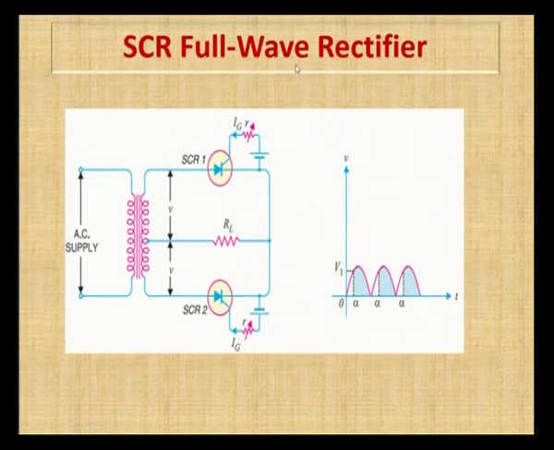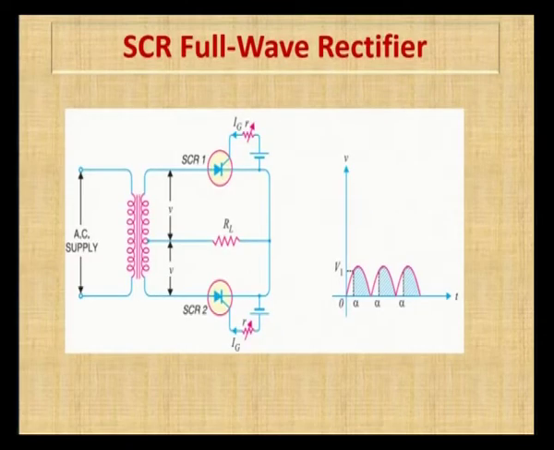Both positive and negative cycles will be rectified, and the same thing applies: V1 will be a voltage less than Vm, and the conduction angle will be 180 degree minus the firing angle, that is alpha. And one thing we need to observe about the SCR is that we get rectification, and that too with control. How much voltage should be passed can be controlled by the gate voltage.